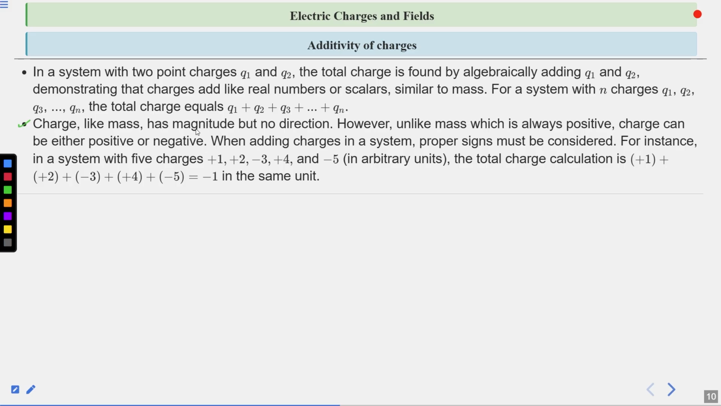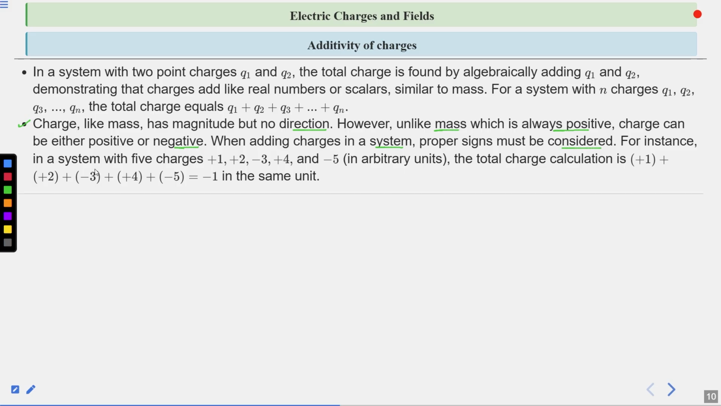Charge, like mass, has magnitude but no direction. Charge is a scalar quantity. It has only magnitude, no direction. However, unlike mass, which is always positive, charge can be either positive or negative. When adding charges in a system, proper signs must be considered.